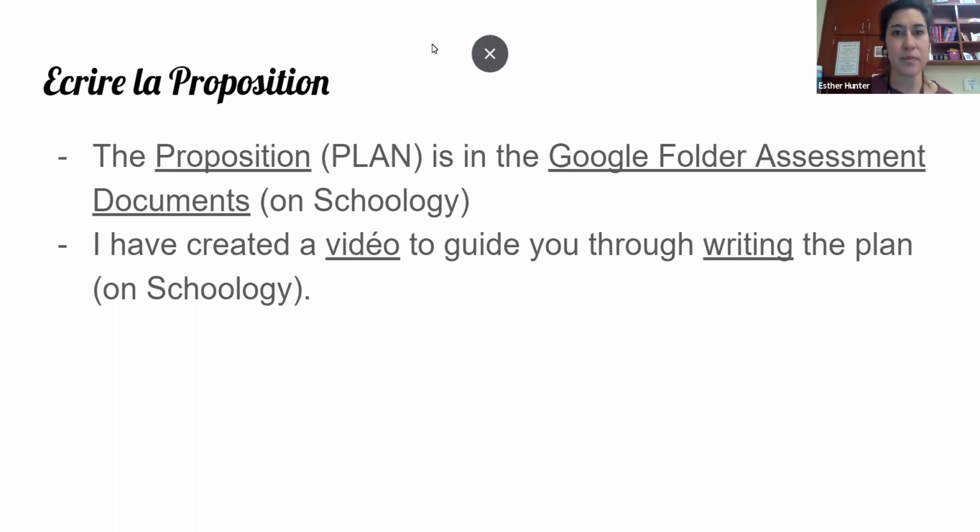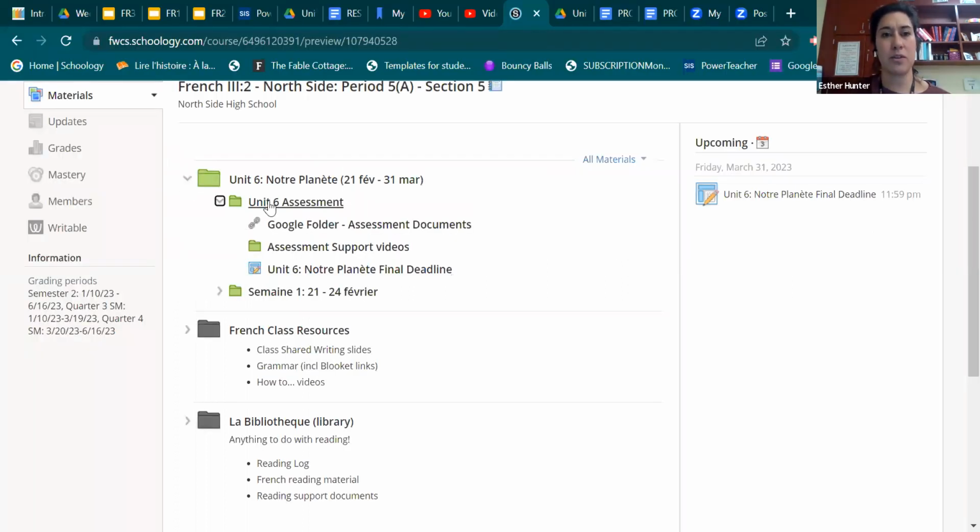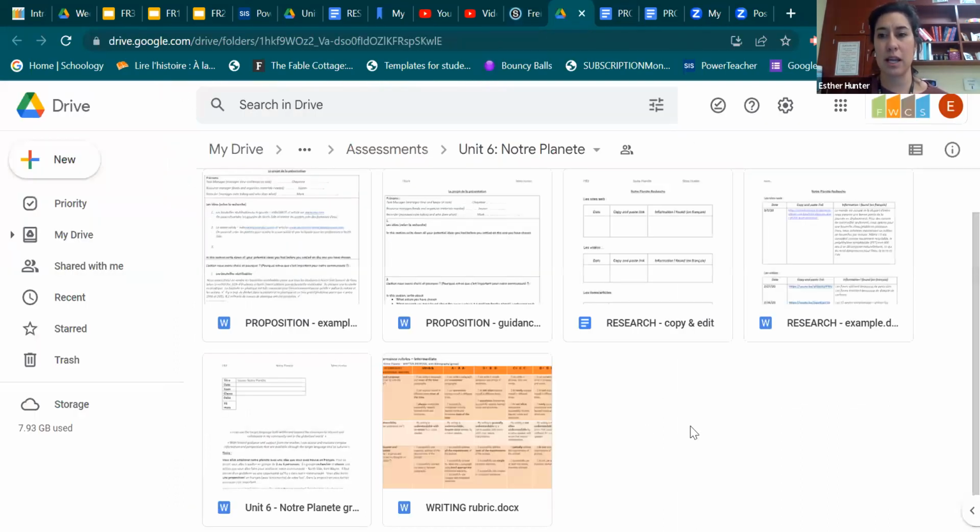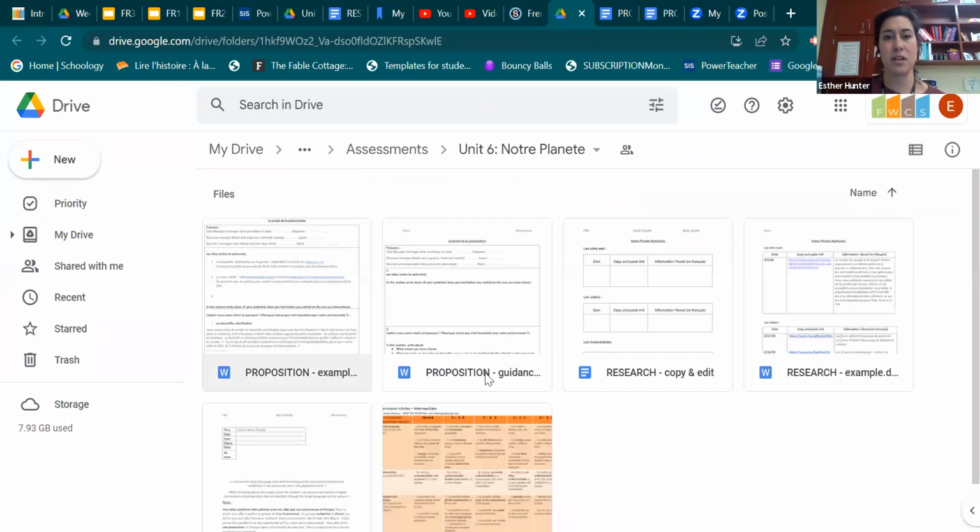Okay, so you can find everything you need on Schoology. When you go to the unit assessment Google folders, this is what it's going to look like. I actually updated it a little bit, so you'll now only see 2 examples of proposition. Proposition is the plan. Okay, so you'll have the example and you'll have the guidance.